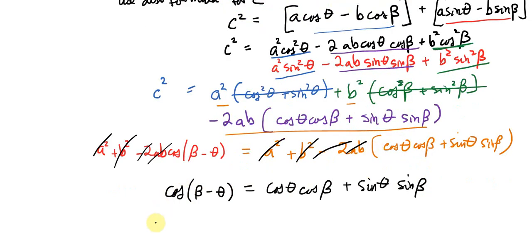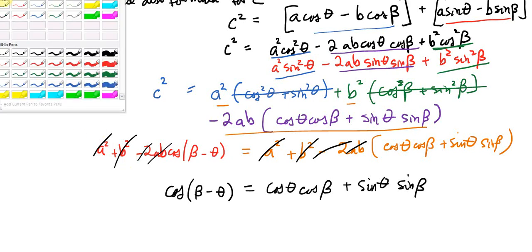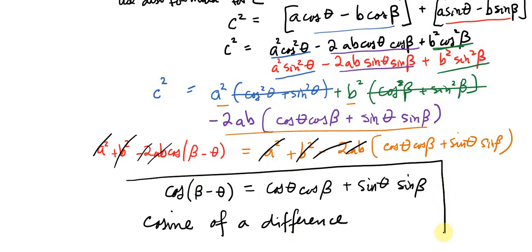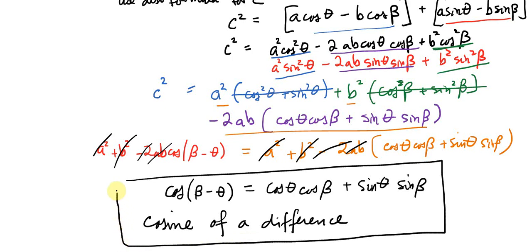This has a special name. This is called the cosine of a difference. What you've just seen here is the derivation, or the proof, of this rule. I hope this makes sense at a high level, and I've also tried to give you all of the details and all of the rigor of it.